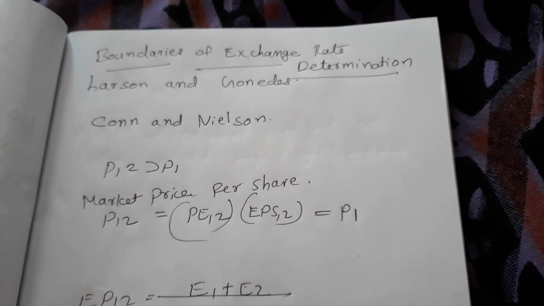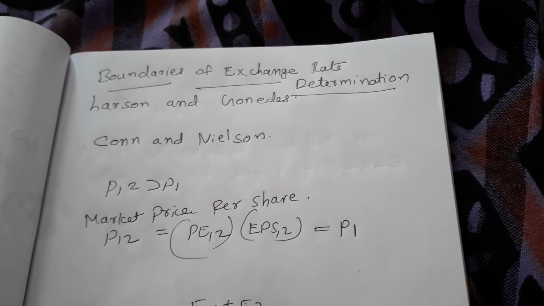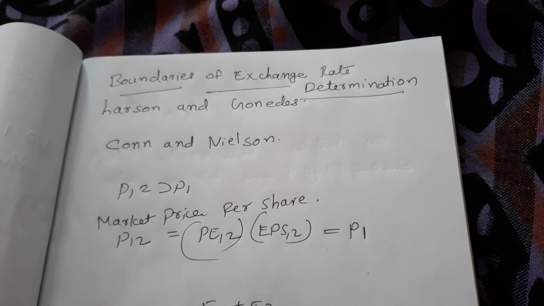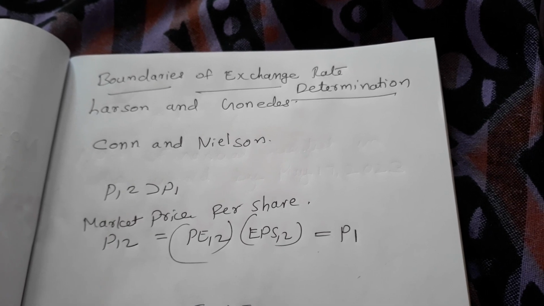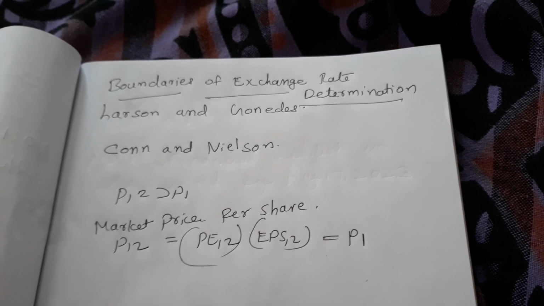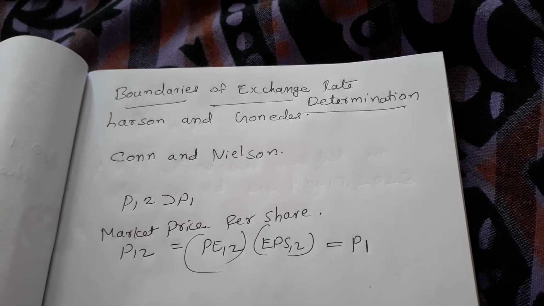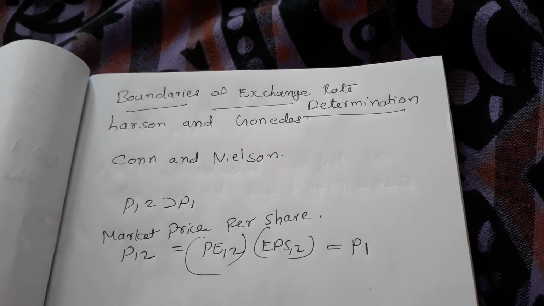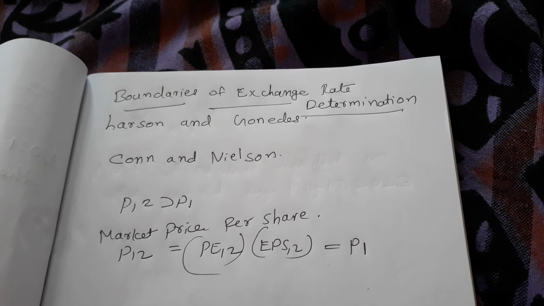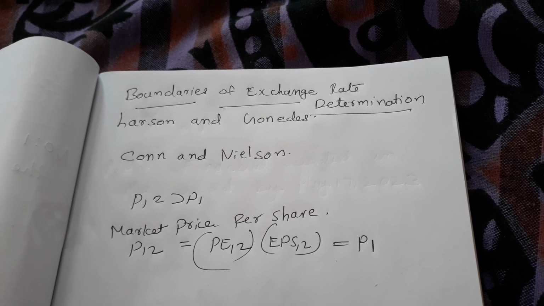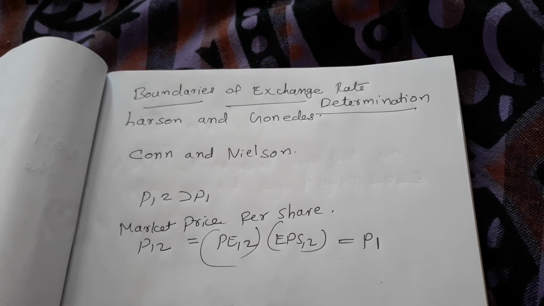Hello, dears. Let's learn about the boundaries of exchange rate determination. The two famous models related to this are Larson and Gonetz, which was further put forward in a simple manner by Kohn and Nielsen. We will look into their models. Before that, let's see the basic aspects of that.